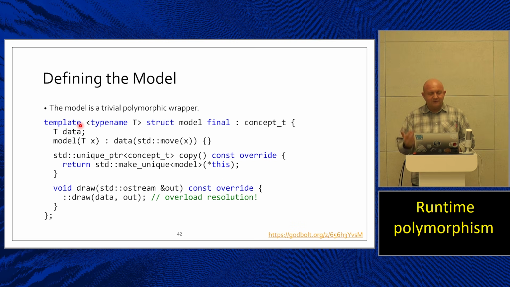And now let's define the model. The model is trivial. It stores a T. Its copy function performs a deep copy. Its draw simply calls a global draw overload. And that's all. We use overload resolution instead of building our own dispatch tables. We let the compiler do what it already knows how to do.